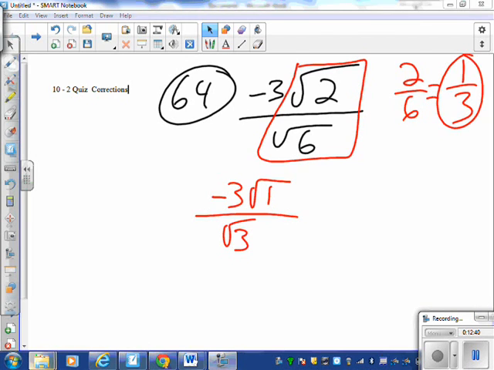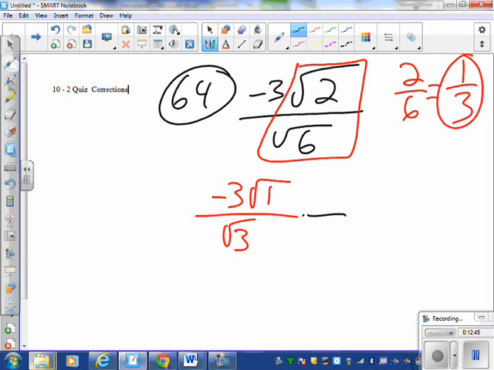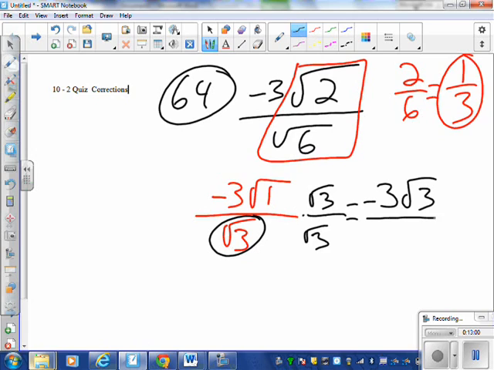So my next step is to multiply the top and the bottom by square root 3, because we don't want a square root on the bottom side. So when I do that, I get negative 3 square root 3. Square root 3 times square root 3, it's the same number that's inside here. Your answer becomes 3.